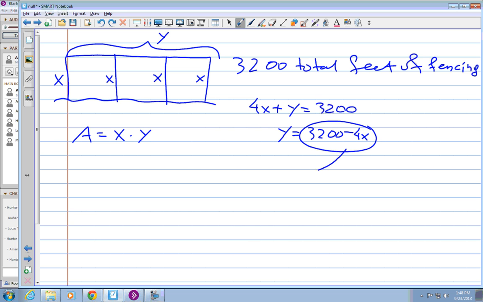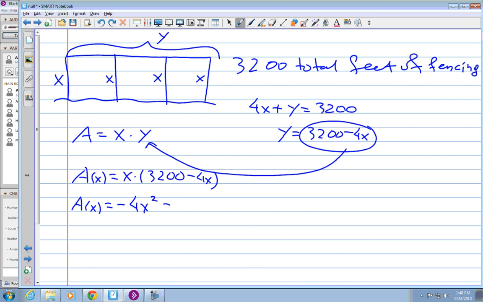So I can take that and plug it in here. So area now is a function of x equals x times 3,200 minus 4x, right? So A of x equals, if I distribute the x, it is negative 4x squared plus 3,200x.